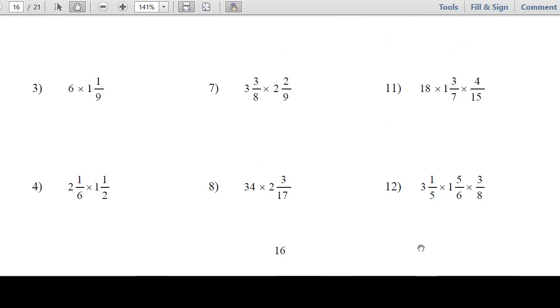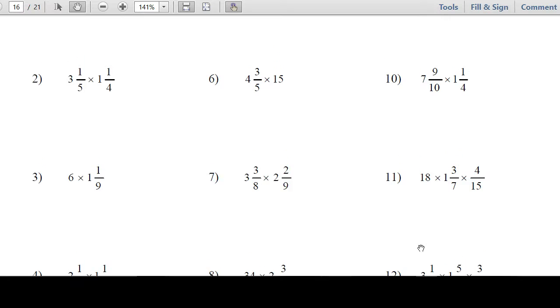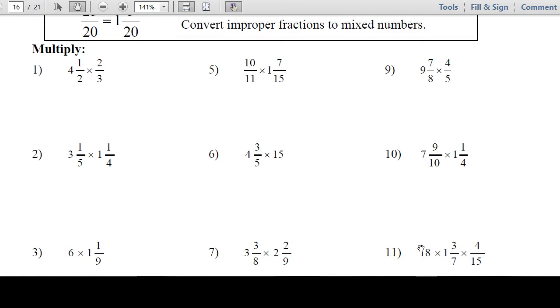Okay, never mind. They're going to make me show you how to do an improper fraction first, because all of these questions have improper fraction stuff in it. Okay. Well, let me just teach you that now.